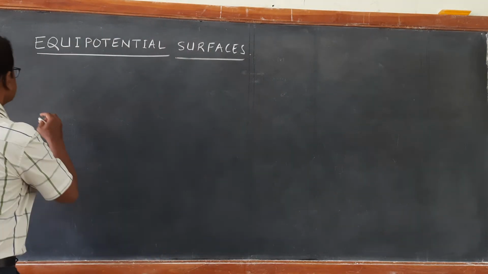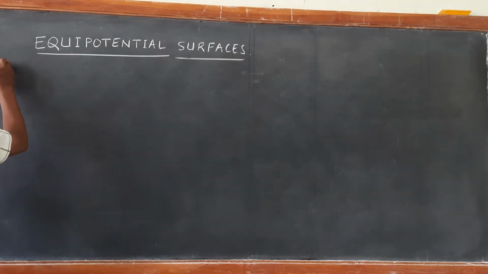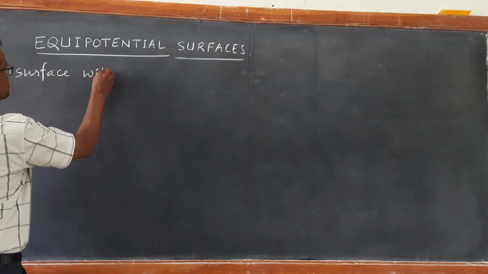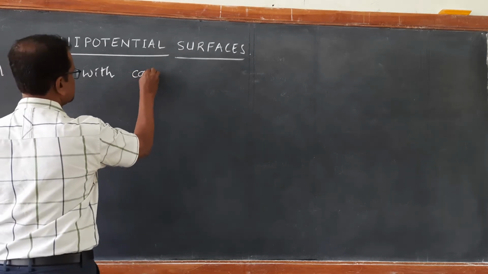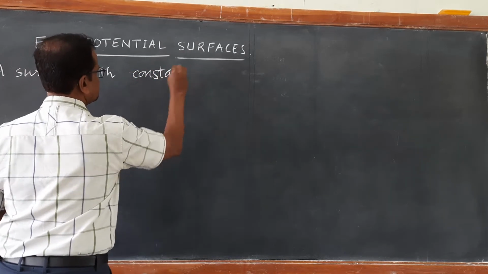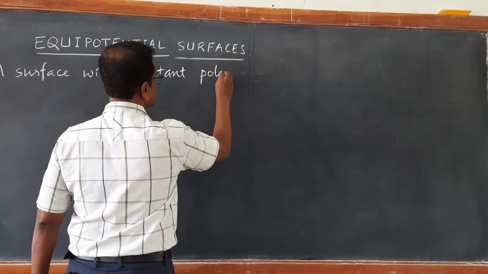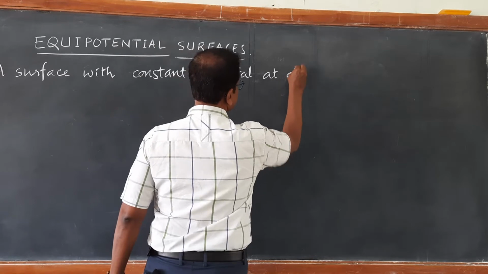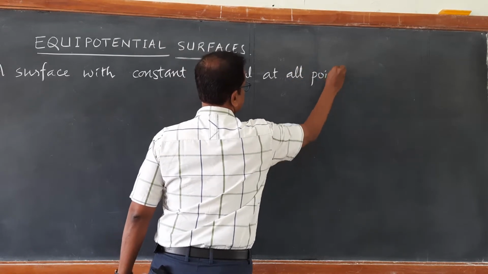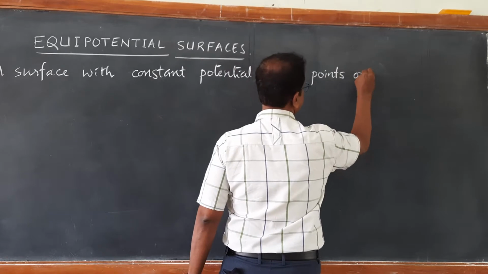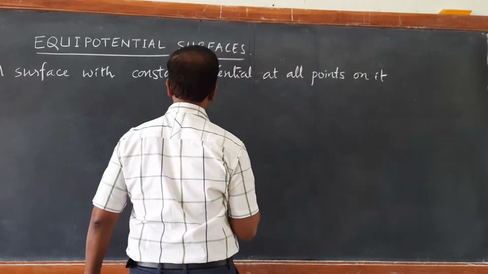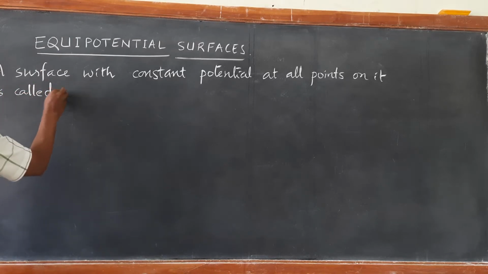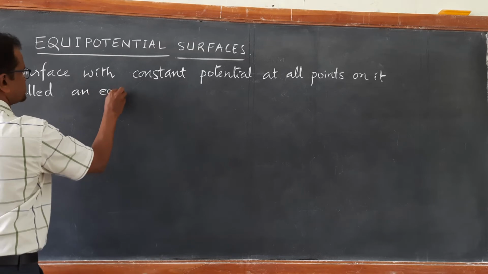So, we will write it first. A surface with constant potential at all points on it is called an equipotential surface.